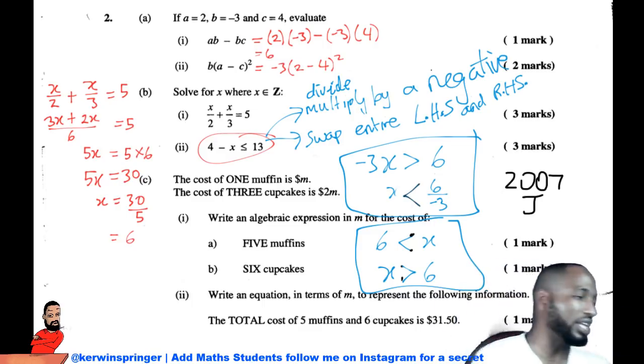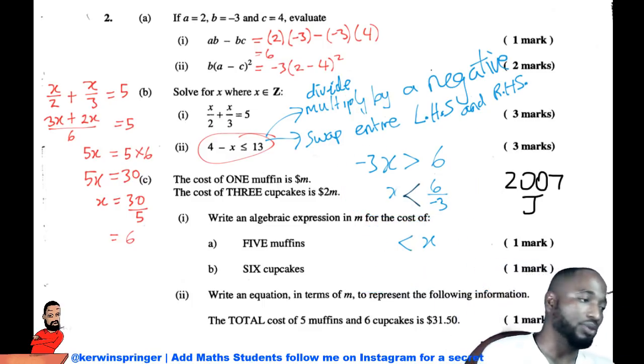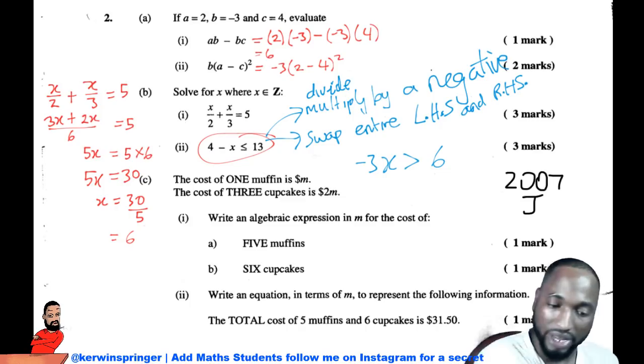Other than that, just treat it like a normal equation. So go ahead and solve this.